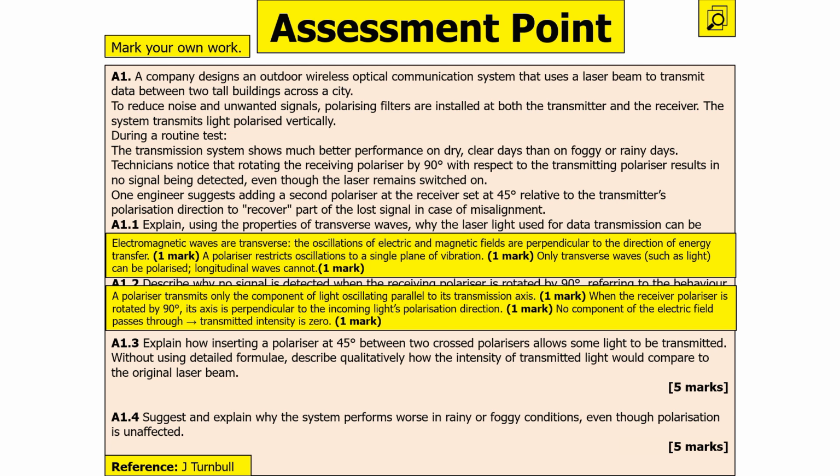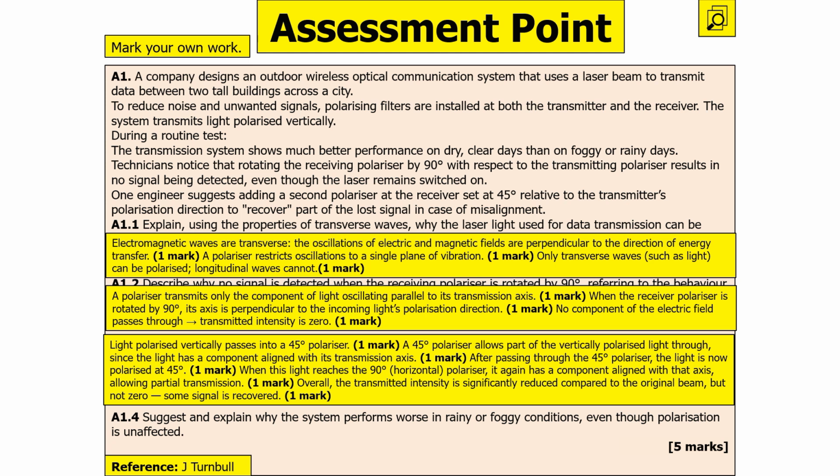Now, a polarizer transmits only a component of light oscillating parallel to its transmission axis. When the receiver polarizer is rotated by 90 degrees, its axis is perpendicular to the incoming light's polarization direction, and therefore no component of the electric field passes through. Our transmitted intensity is zero.